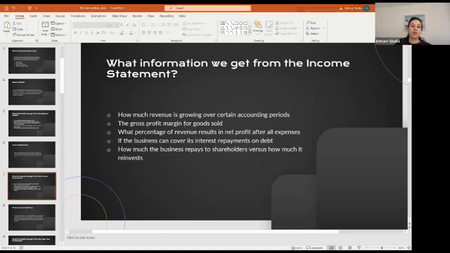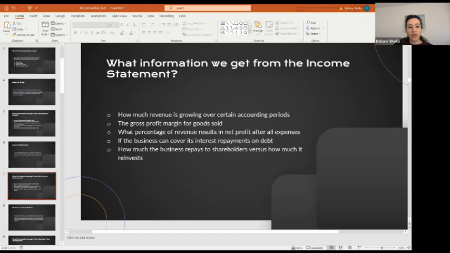So what is the information that we get from the income statement? We can know how much the revenue is over a certain period of time. We can know the gross profit, which is what I just mentioned for the goods sold. We know what percentage of revenue results in net profit after expenses. So why is this important? Because it says how efficiently the company manages to generate revenue while still operating with profit.